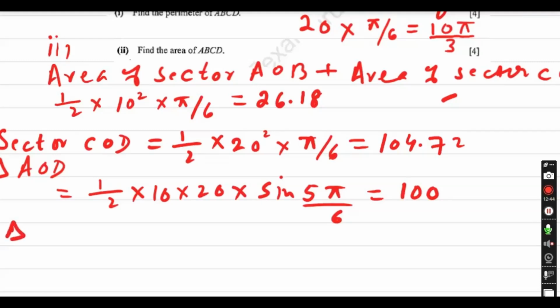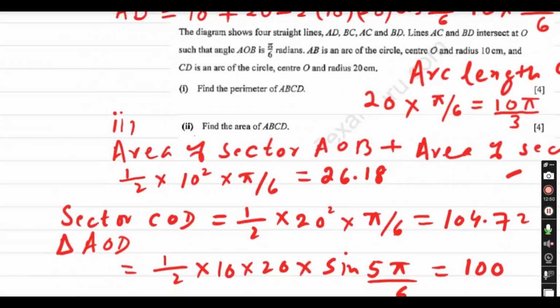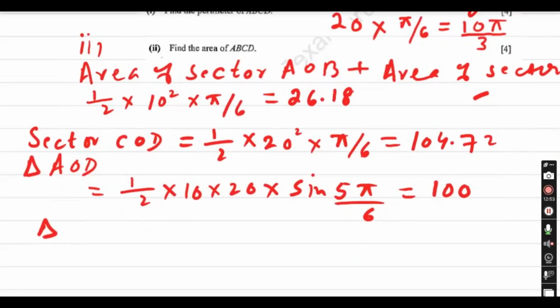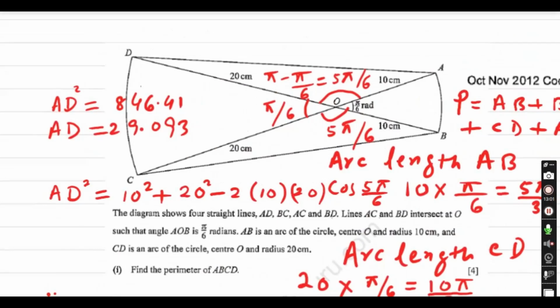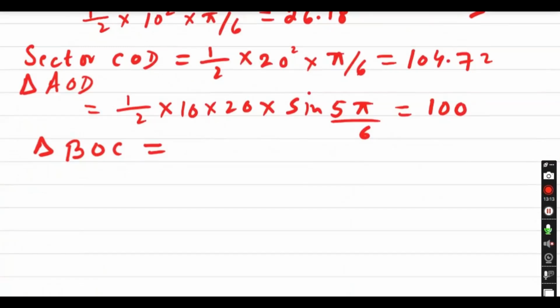The last part, area of triangle BOC. As you can see, triangle AOD and triangle BOC are the same. Why? Because the sides are the same and the angles are the same. Therefore, the area of triangle BOC is just the same as the area of triangle AOD.